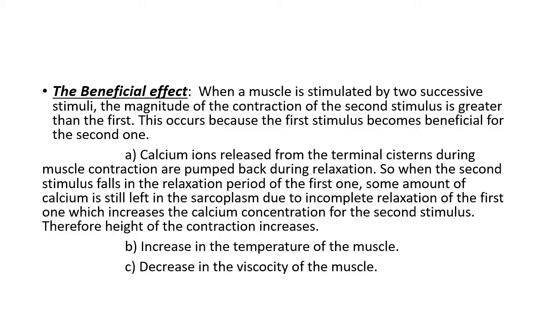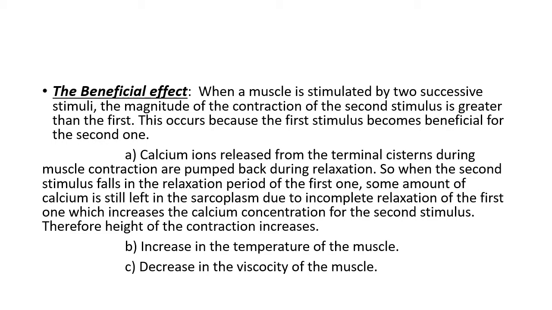Then the other term is the beneficial effect. When a muscle is stimulated by two successive stimuli, the magnitude of the contraction of the second stimulus is greater than the first. This occurs because the first stimulus becomes beneficial for the second one. In short, we get increased height of contraction after applying the second stimulus because the first one became beneficial for the second one. Got it?